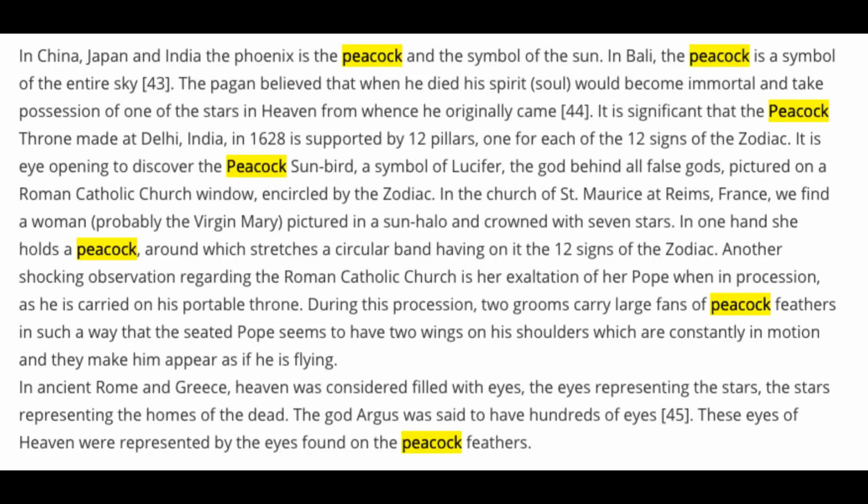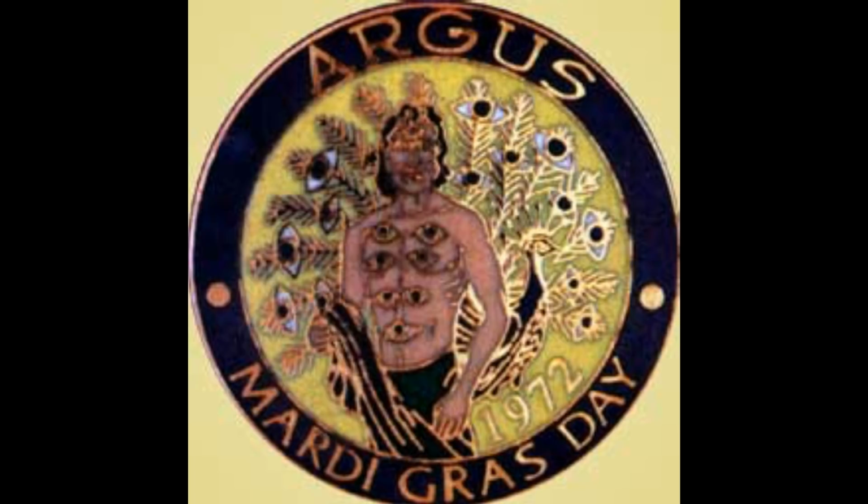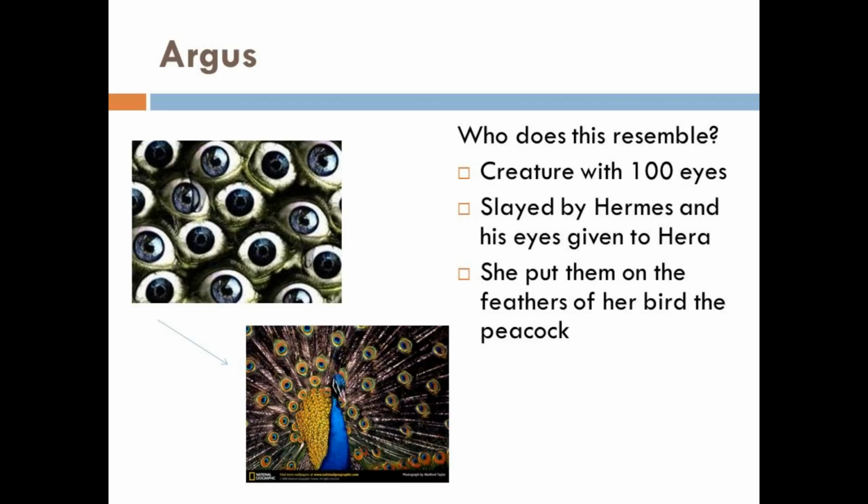Another shocking observation regarding the Roman Catholic Church is her exaltation of her Pope when in procession, as he is carried on his portable throne. During this procession, 2 grooms carry large fans of peacock feathers in such a way that the seated Pope seems to have 2 wings on his shoulders, which are constantly in motion, and they make him appear as if he is flying. In ancient Rome and Greece, heaven was considered filled with eyes, the eyes representing the stars, the stars representing the homes of the dead. The god Argus was said to have hundreds of eyes. Again, these eyes of heaven were represented by the eyes found on the peacock feather.